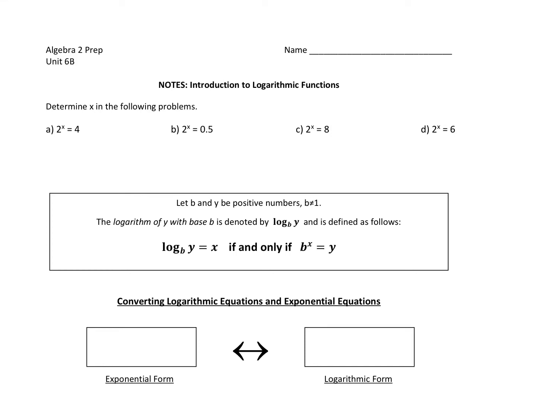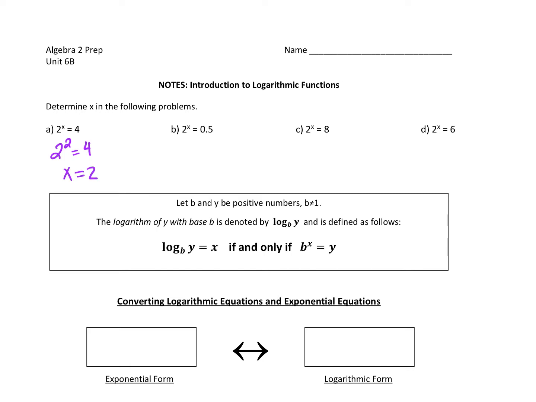In this video, we're going to talk about what it means to be a logarithmic function. So in A, we're going to review a little bit about exponents. It says 2 to the x power would equal 4. So we want to think about, okay, 2 to what power would equal 4? Well, 2 to the second power would equal 4. So that means x would equal 2.